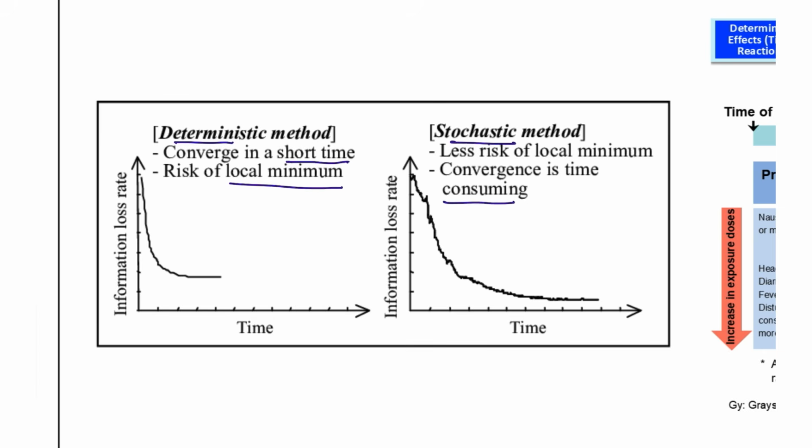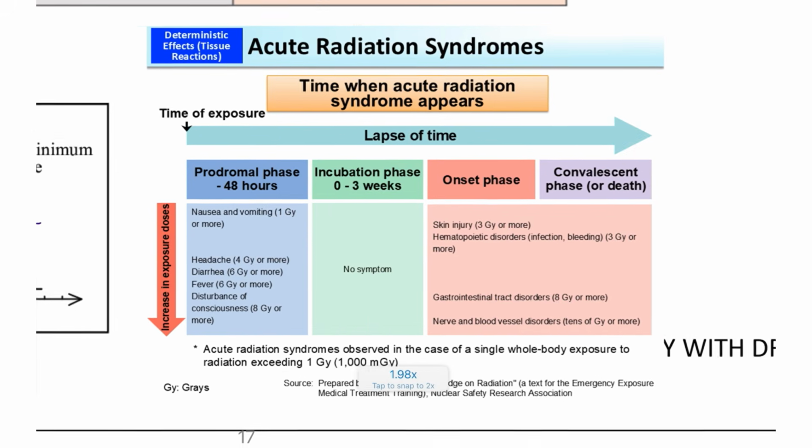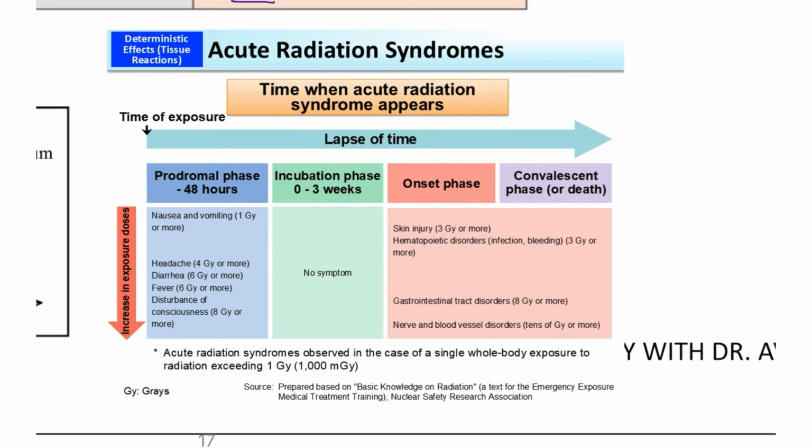So stochastic effects will be cancer. Deterministic effects include skin lesions, skin irritation, or hair loss. Next, we have acute radiation syndrome. Acute radiation syndrome has 4 phases. One is the prodromal phase within the first 48 hours.